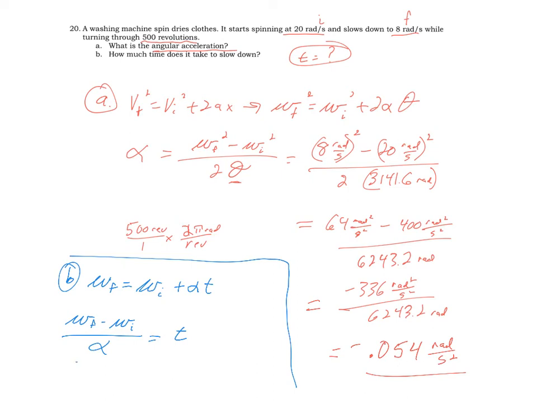My final was 8 radians per second. My initial was 20 radians per second, and my angular acceleration we decided was negative 0.054 radians per second squared. So this turns into negative 12 radians per second divided by negative 0.054. That's how you get positive time. And I think the answer key is going to be wrong again.